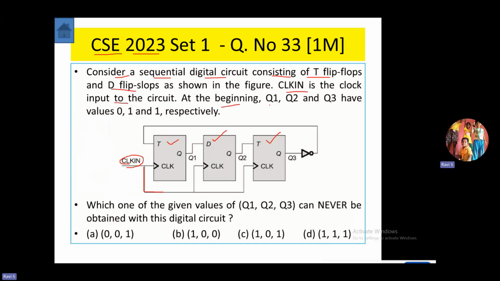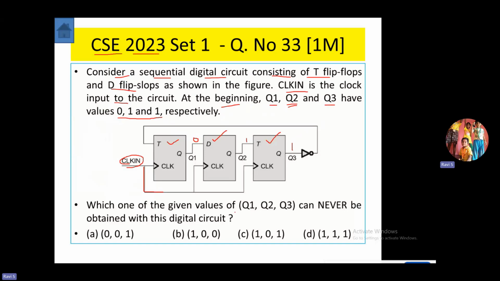At the beginning, Q1, Q2 and Q3 have the values of 0, 1 and 1. Here Q1 means output of first flip-flop and its initial value is 0. Q2 is the output of second flip-flop and its initial value is 1. And for the third flip-flop, Q3 is also 1. It is given in the question as the initial value.